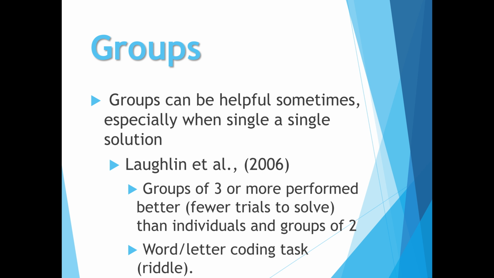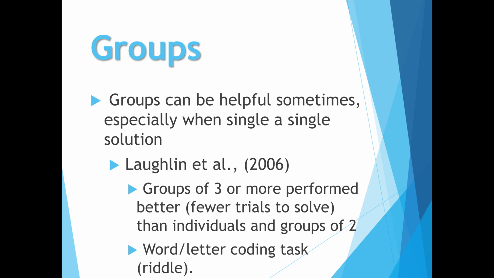What these researchers, Laughlin and colleagues in 2006, did is they had participants either one person, two people, three, four, five, six, and so on, sometimes in groups, sometimes singly. They had them work on a word-letter coding test. Basically it was like a riddle; you just had to figure out this riddle. I don't need to go into the details. There was a single answer. This is a well-defined problem, very difficult, but well-defined, and they're going to arrive at an answer in some fashion, as long as they keep chugging away at it.